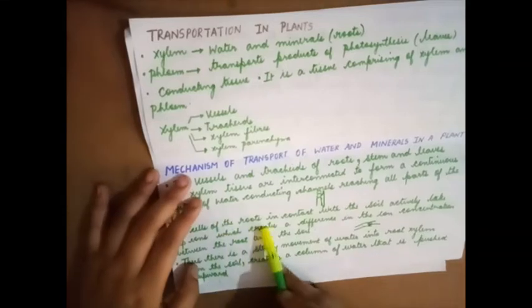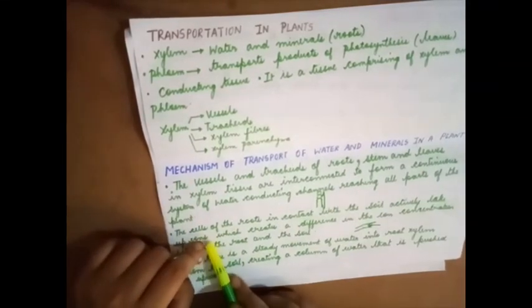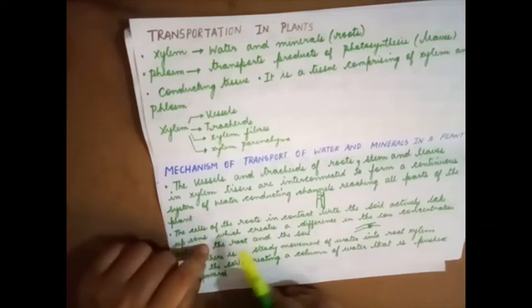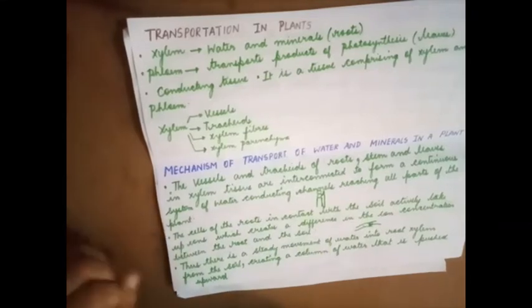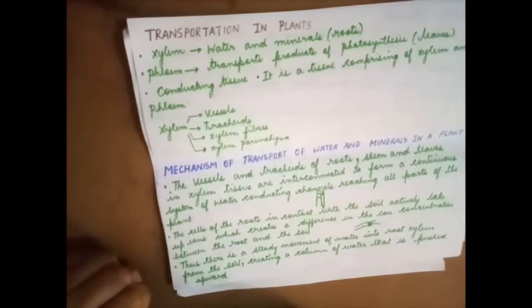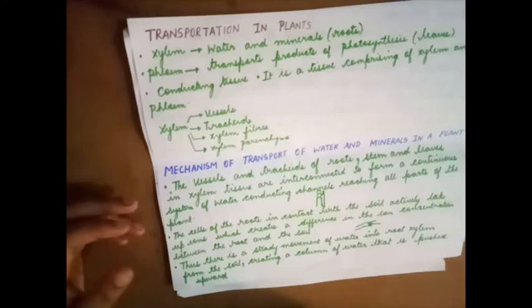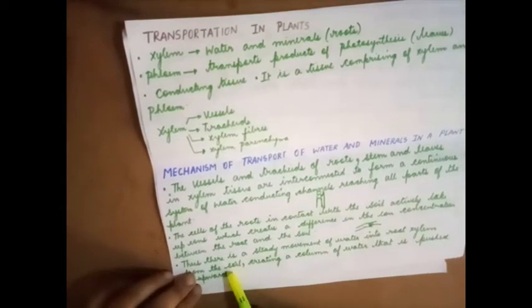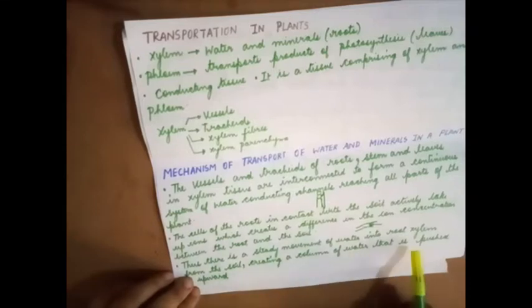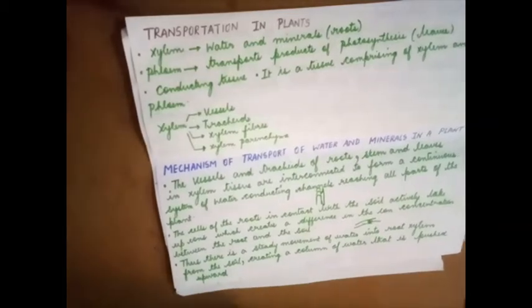The cells of the roots in contact with the soil actively take up ions, meaning they utilize energy to take up the ions, which creates a difference in the ion concentration between the root and the soil. Definitely it creates a concentration gradient. Since it is actively absorbed, the concentration of the ions will be more inside than outside in the soil. Thus, there is a steady movement of water into the root xylem from the soil, creating a column of water that is pushed upward.